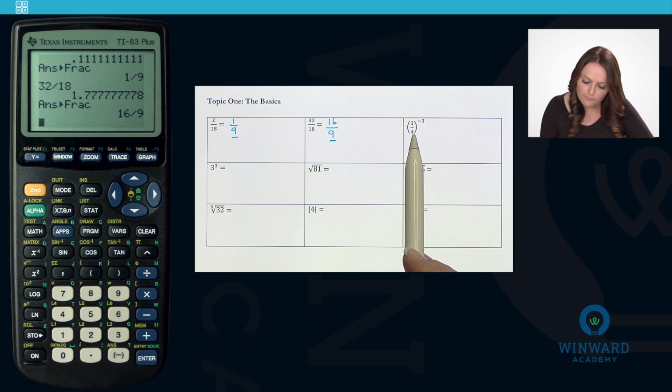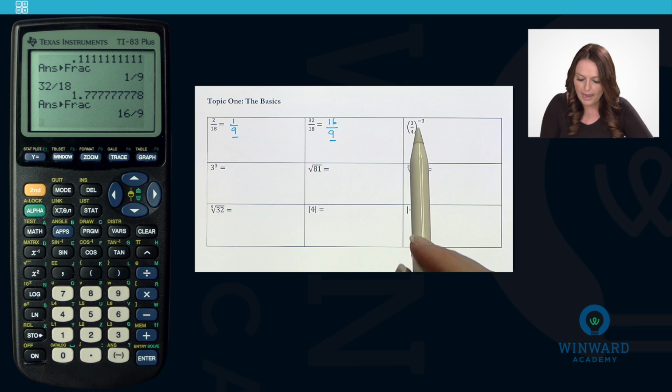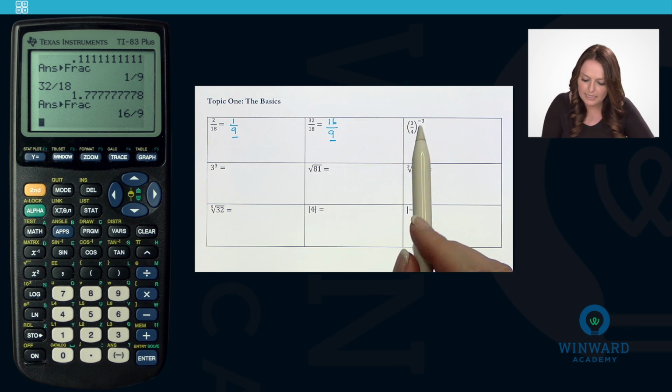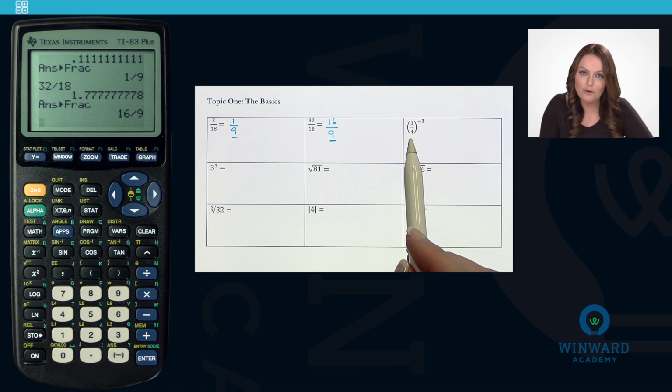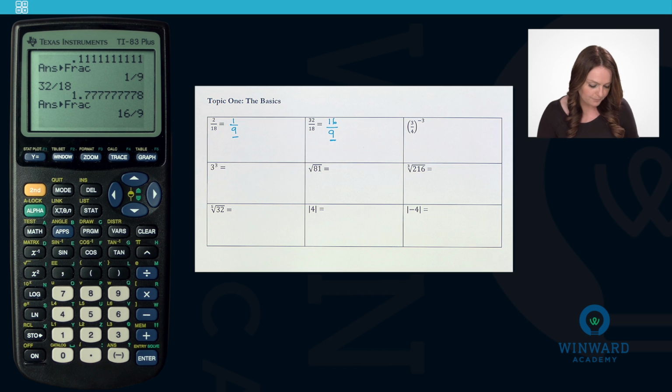What about 3/4 quantity to the -3 power? Now, a lot of people struggle with exponents that are negative, right? They have a hard time understanding that that's the same thing as flipping 3 over 4 and making it 4/3 and then cubing it, right? Again, that's a little bit complicated, so I want to show you how you can do it on the calculator.